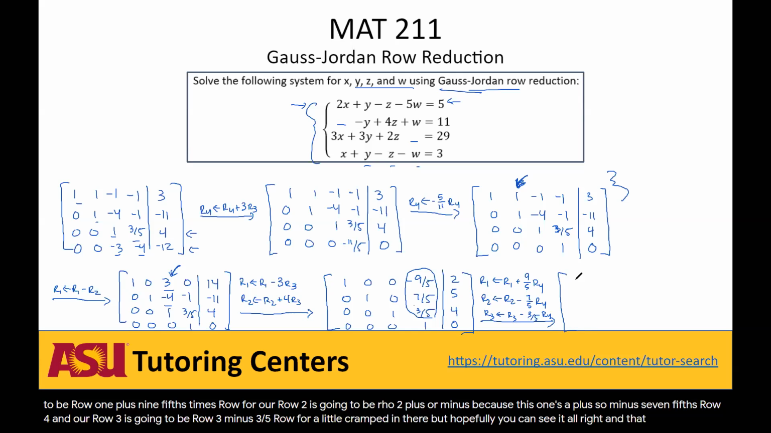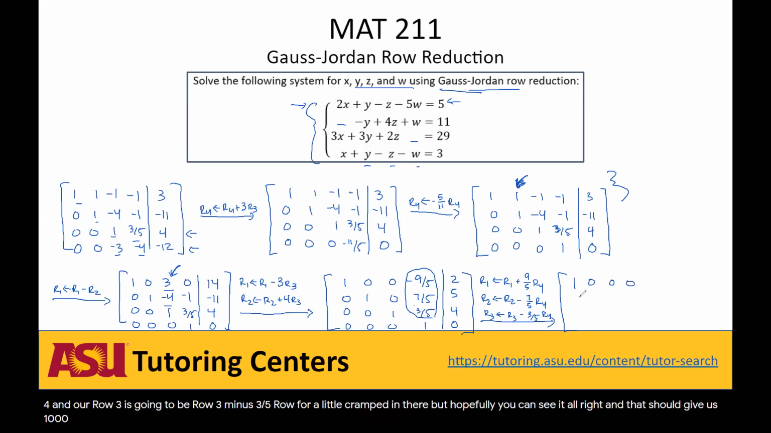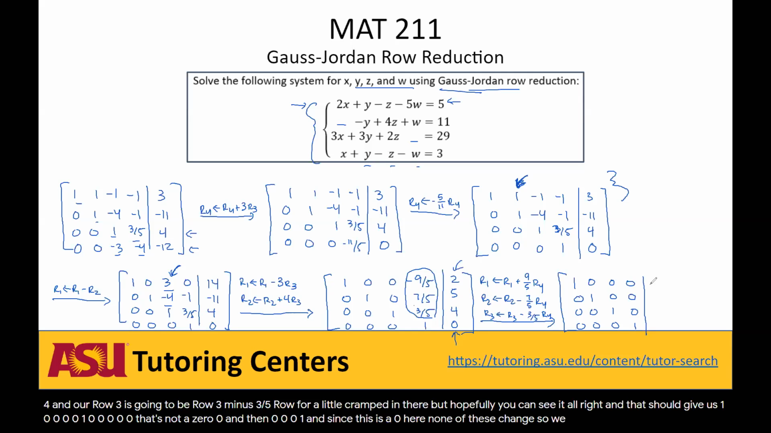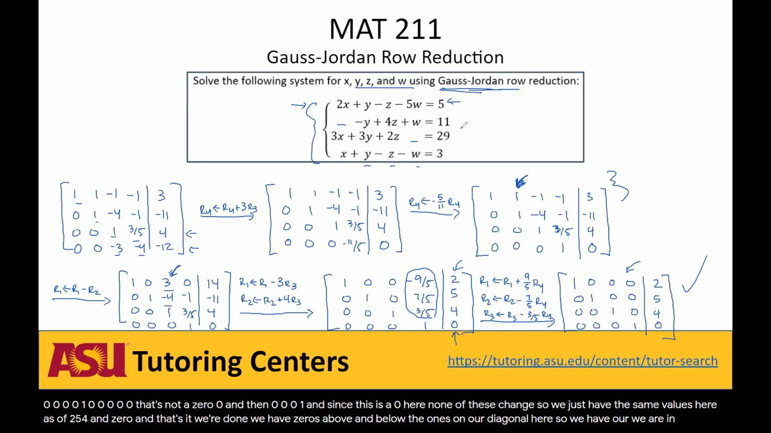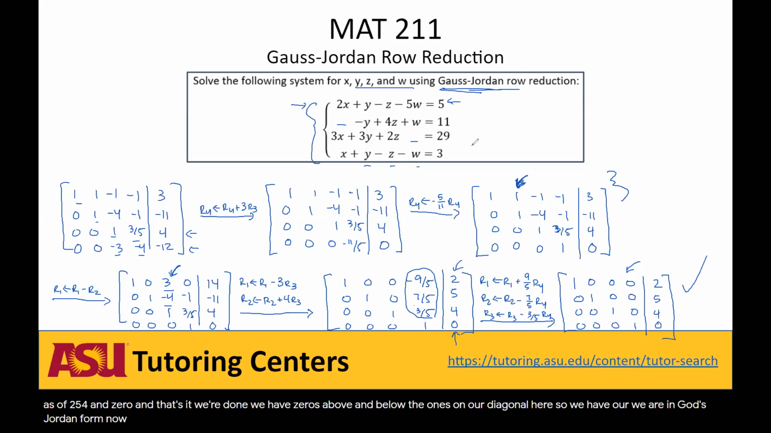All right, and that should give us 1, 0, 0, 0, 0, 1, 0, 0, 0, 0, 1, 0, and then 0, 0, 0, 1. And since this is a 0 here, none of these change, so we just have the same values here: 2, 5, 4, and 0. And that's it, we're done. We have zeros above and below the ones on our diagonal here. So we are in Gauss-Jordan form now.